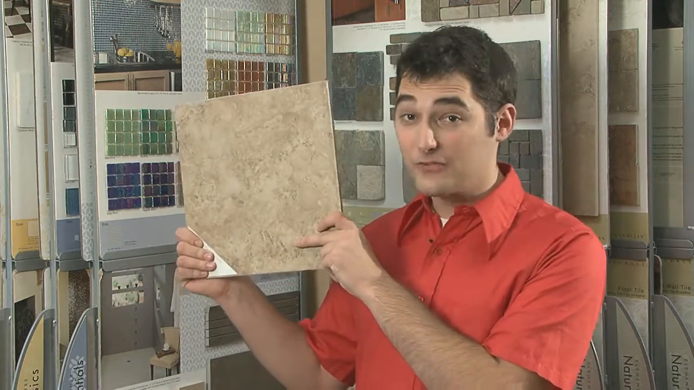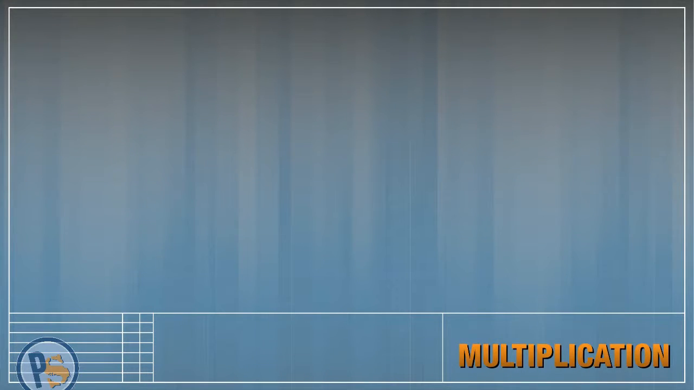Here's the type of tile the customers are interested in. It measures 1 foot by 1 foot, or 1 square foot. The room they would like to tile measures 17 feet by 43 feet. How many tiles will it take to cover the entire floor? The problem is all about multiplication.